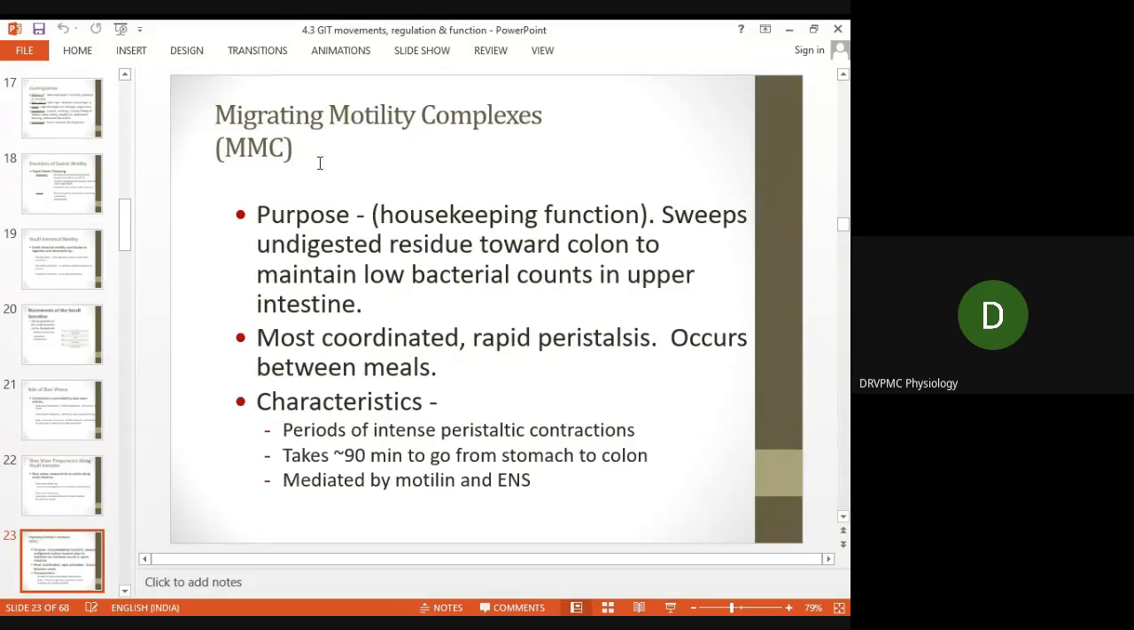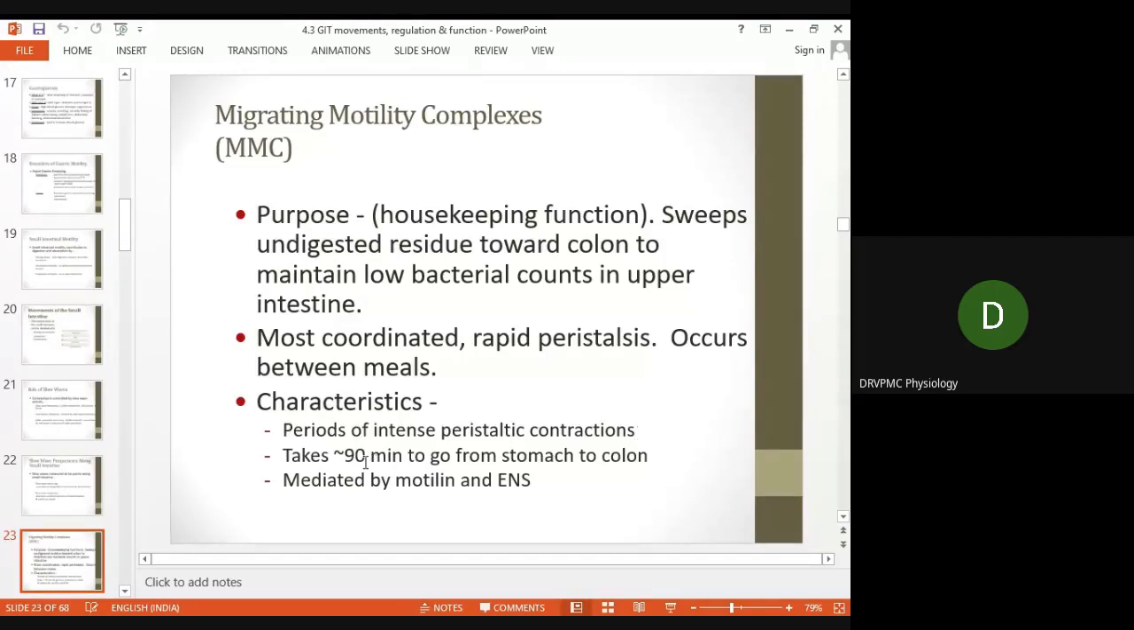It is a special type of movement in the small intestine that allows the undigested residue to move towards the colon, and because of this there is less bacterial count in the upper intestine. So this is mainly a housekeeping-like function. These are the most coordinated and rapid peristaltic movements. It occurs in between the meals, characteristic periods of intense peristaltic contraction between the meals.